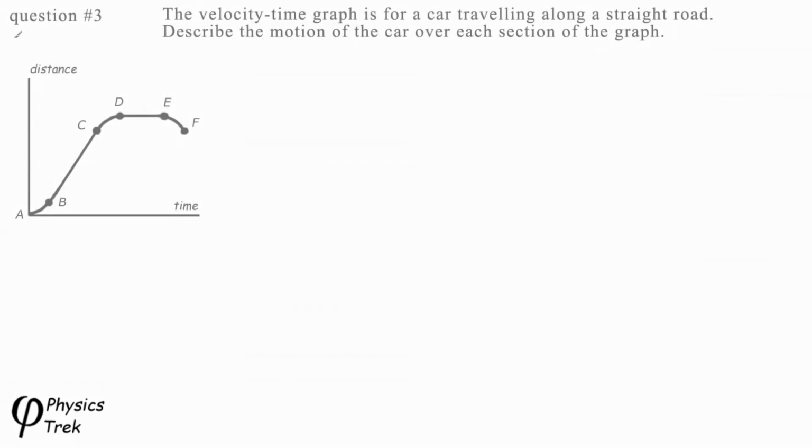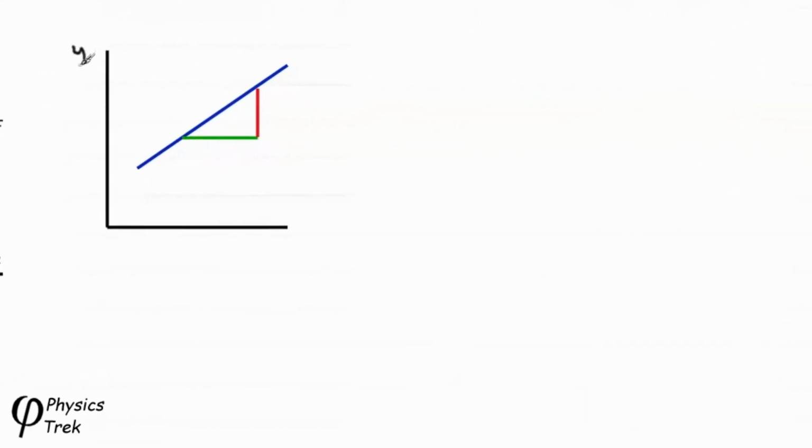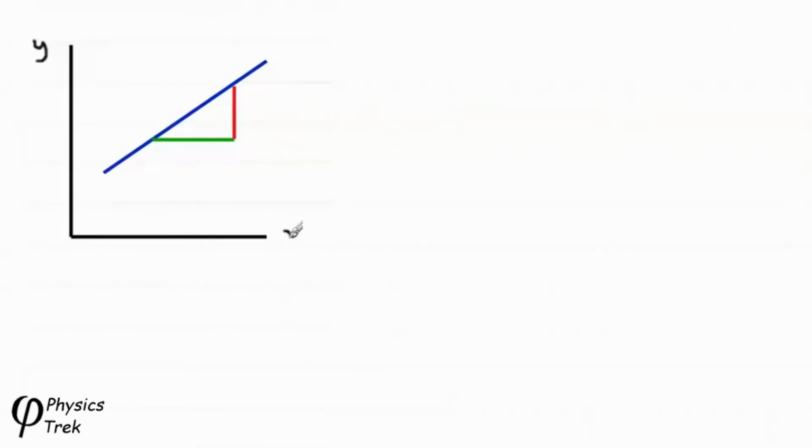Here is our question. Question 3. The velocity time graph is for a car travelling along a straight road. Describe the motion of the car over each section of the graph. Before we delve into this, I think just a few words on gradient won't go amiss.